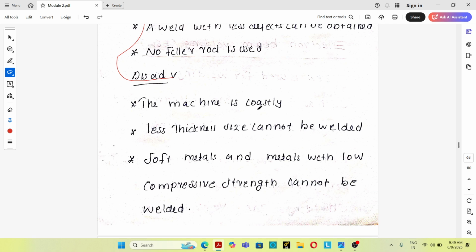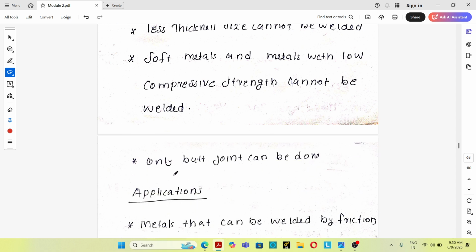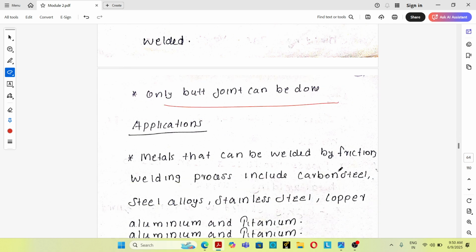Disadvantages are: the machine is costly, small thickness sizes cannot be welded, soft metals and metals with low compressive strength cannot be welded, and only butt joints can be produced.